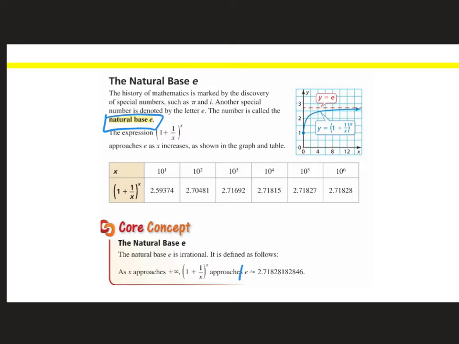All you really need to know is that it is a button in our calculator, and it deals with exponents because as our exponent here gets bigger, as our x's here approach infinity, you get closer to e. So e is really just a button in your calculator. Nothing super special about it.